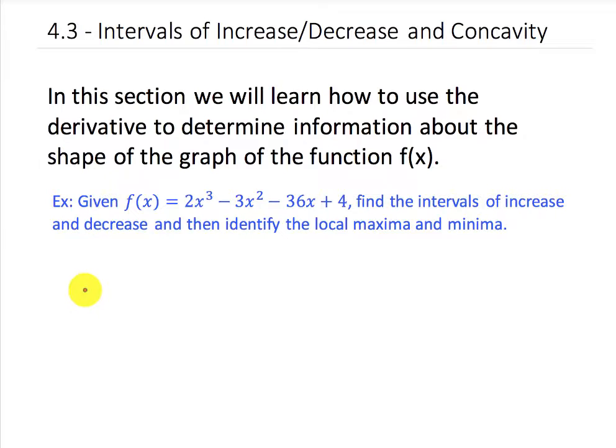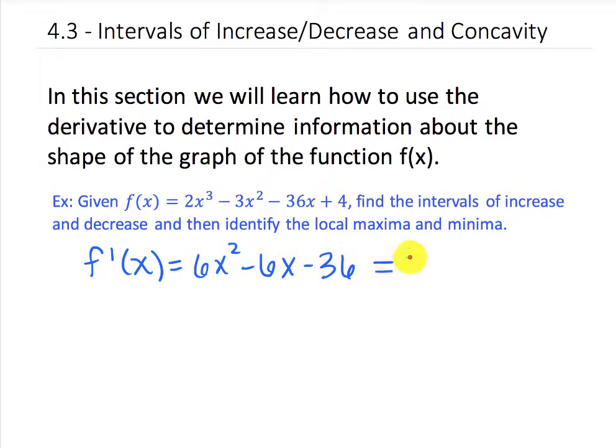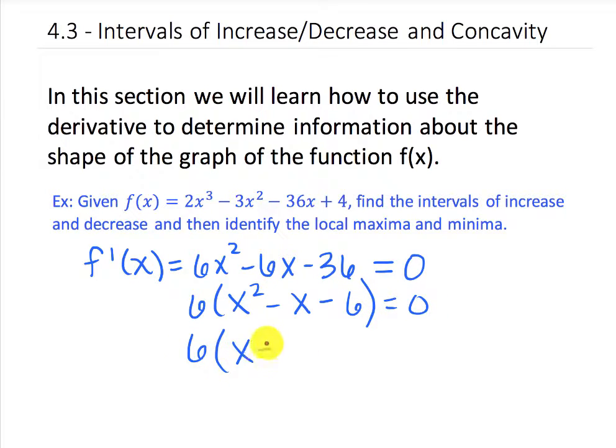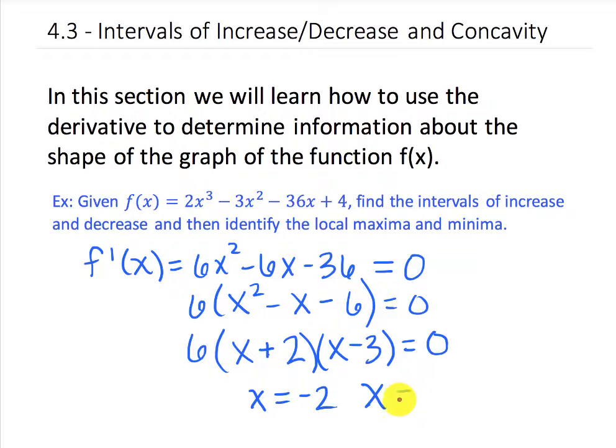First step would be to find the critical values. And so we do that by taking the derivative and setting it equal to 0. So the derivative here would be 6x squared minus 6x minus 36. So we set the derivative equal to 0 to identify our critical values. I can easily factor this quadratic. And solving for x, we get -2 and +3. So these are our critical values.